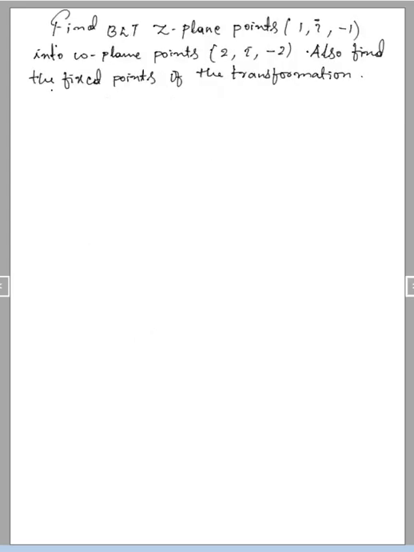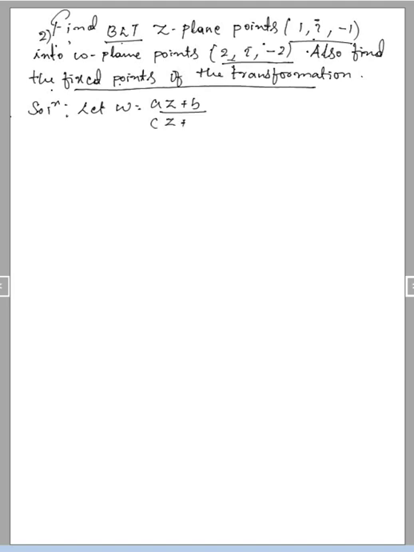I have taken another problem. So find the BLT, bilinear transformation, in Z plane. The given points are 1, i, minus 1, and in W plane 2, i, minus 2. Also find the fixed points of the transformation. So go with the solution. As I have defined in the same manner you can go through. Let W equal to AZ plus B divided by CZ plus D be the required BLT.